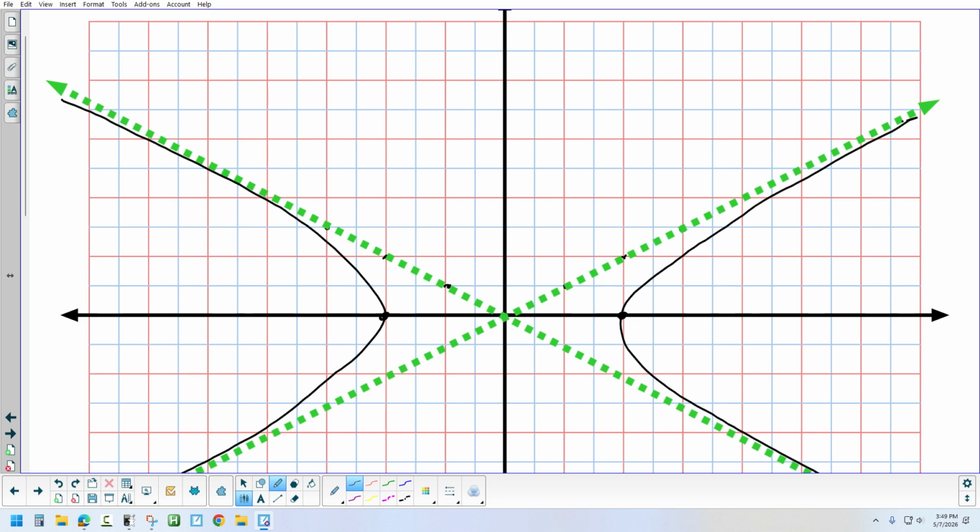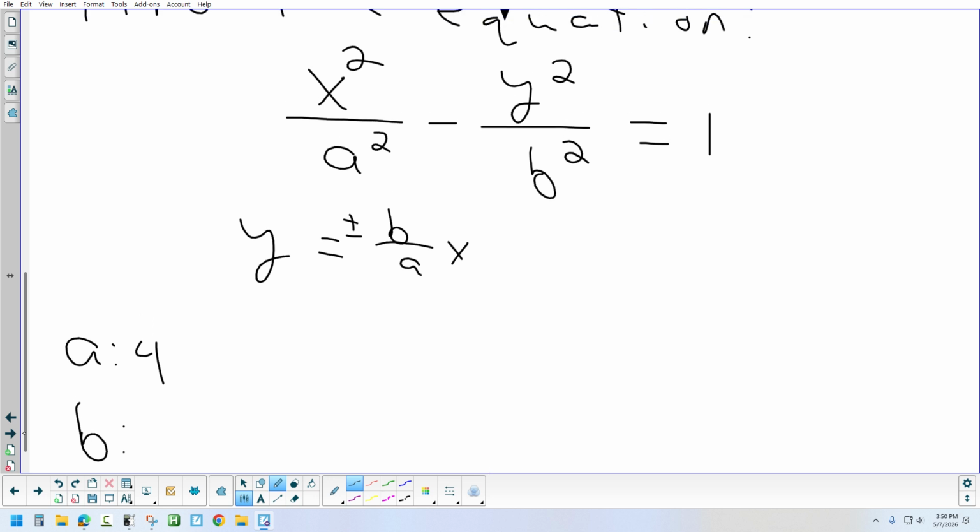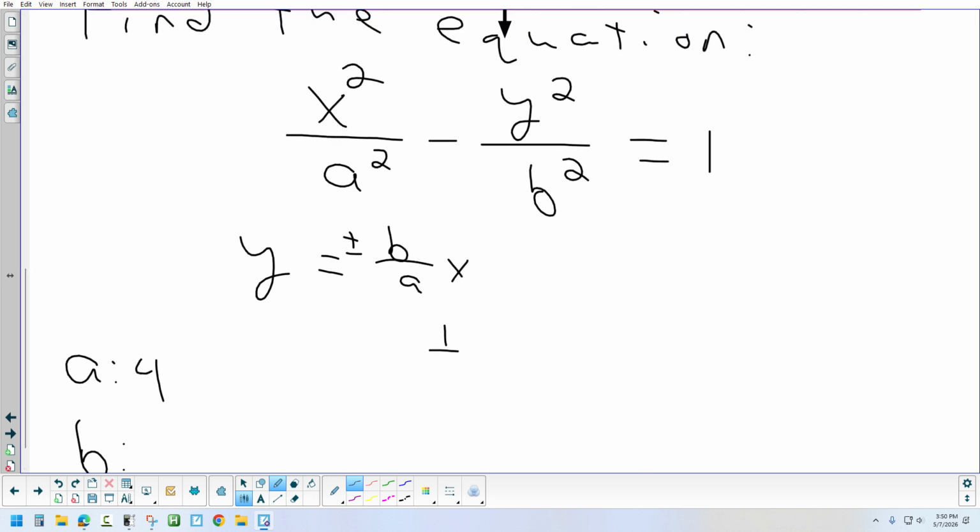So if it was 2 over 1, then our line would look more like this. It would be up 1, right 2. 1 over 2. So our slope is right 2, up 1. So that's a slope of 1 over 2. So we know that the slope is 1 over 2.